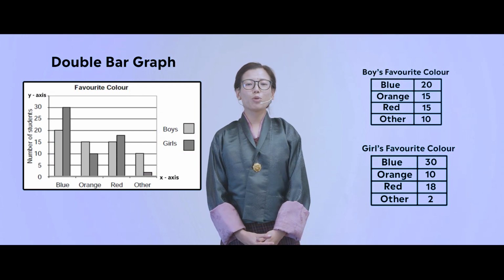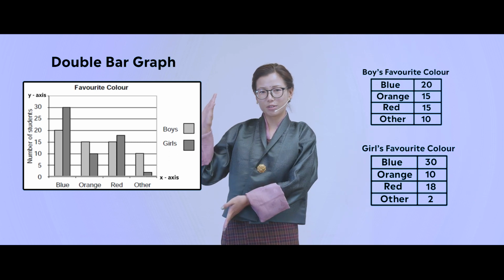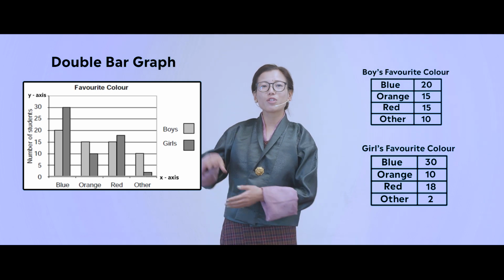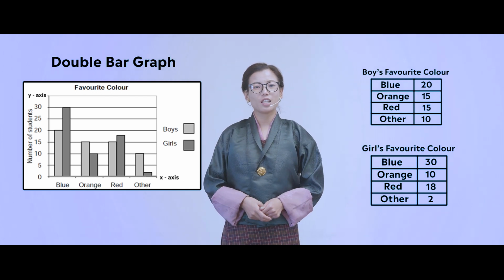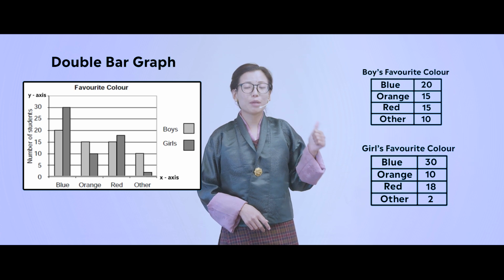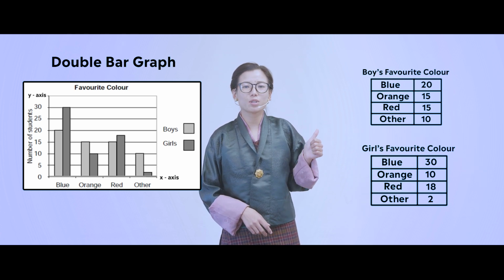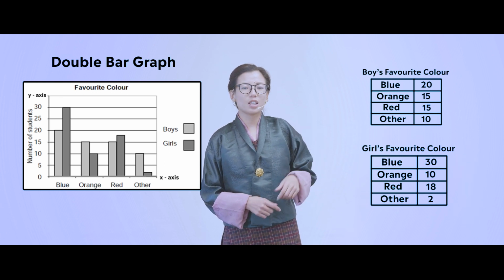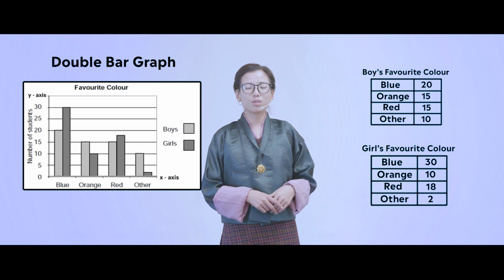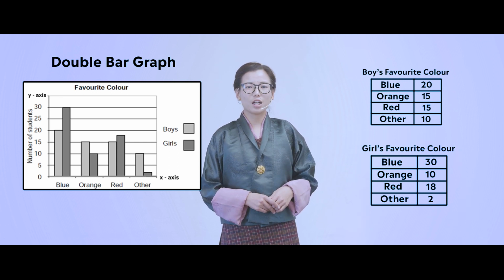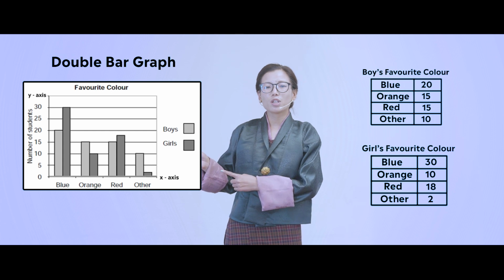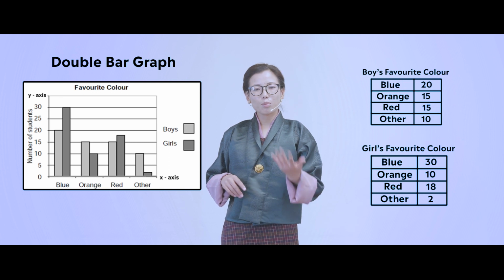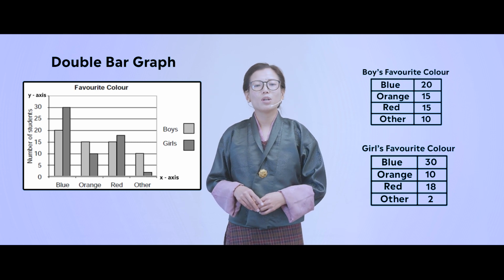Now let us see how we are going to interpret this double bar graph. The first conclusion that you can draw from this double bar graph is that the maximum number of boys and the maximum number of girls have chosen blue as their favorite color. But out of boys and girls, more girls have chosen blue as their favorite color. You can see the bar for girls is taller than the boys, which shows that more girls have chosen blue than boys.